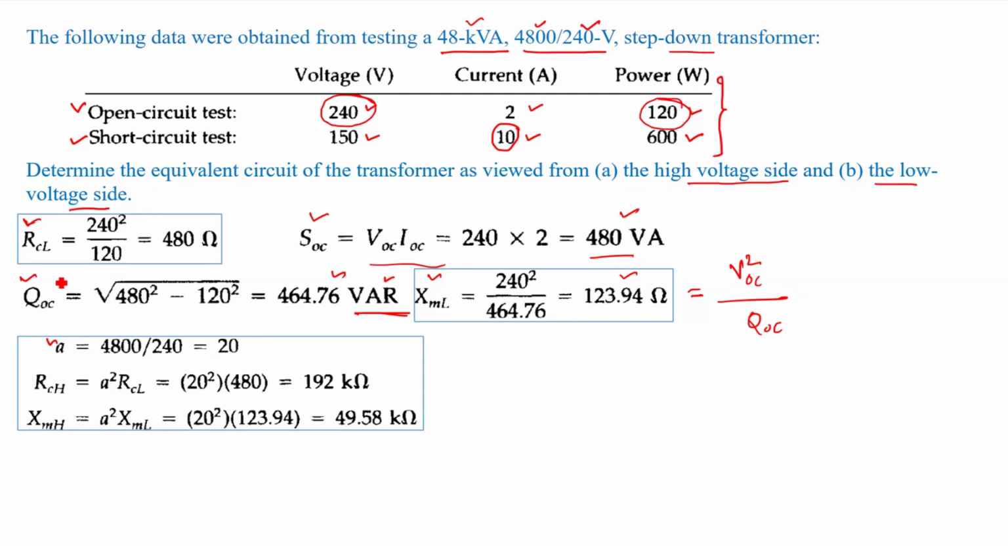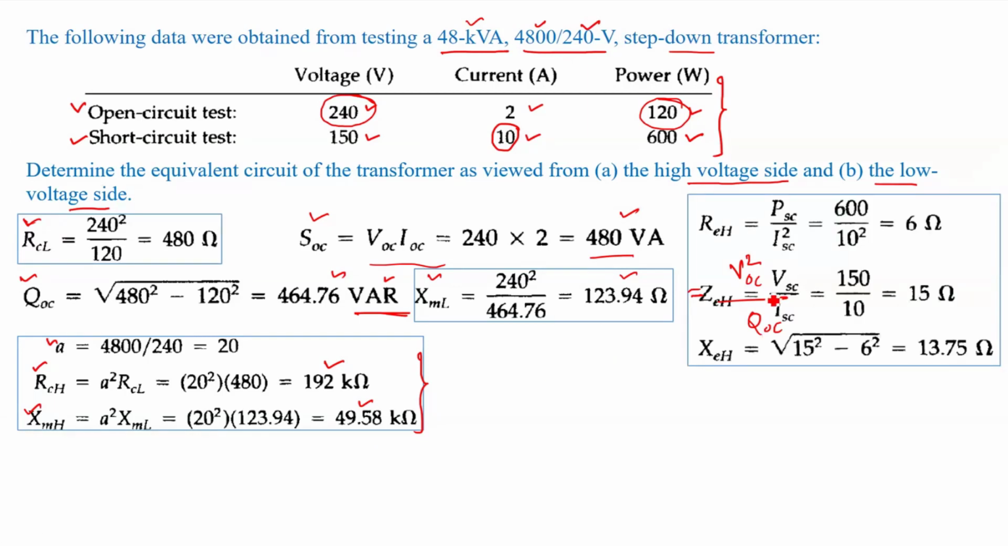So next I can refer these quantities to the high voltage side also. If we refer this RCL to the high voltage side, then RCH will be A square RCL. So it will be 192 kilo ohm. And then XMH will be A square XML, which gives me around 49.58 kilo ohm. So these are the parameters referred to the high voltage side. That means the core loss component and the magnetizing component, resistance and reactance, are referred to the high voltage side. We found 192 kilo ohm and 49.58 kilo ohm.